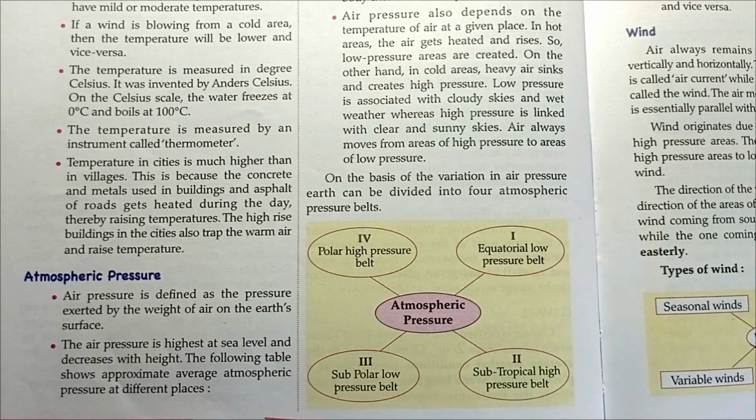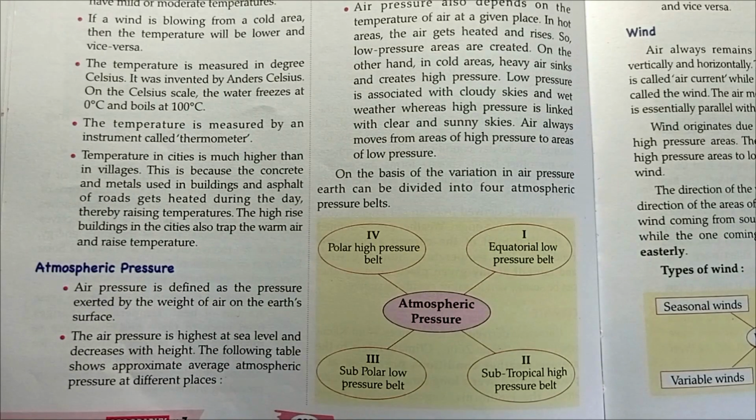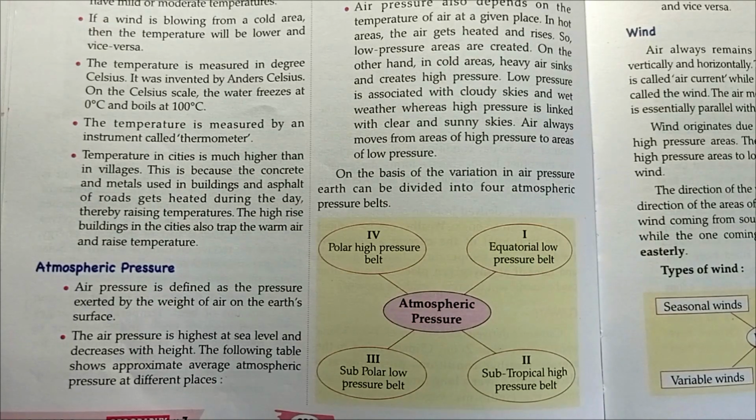Next is our atmospheric pressure. Atmospheric pressure, also known as air pressure or barometric pressure, is the pressure within the atmosphere of earth. On the basis of variation in air pressure, earth can be divided into four atmospheric pressure belts. Number 1, equatorial low pressure belt. Number 2, subtropical high pressure belt. Number 3, subpolar low pressure belt. And number 4, polar high pressure belt.